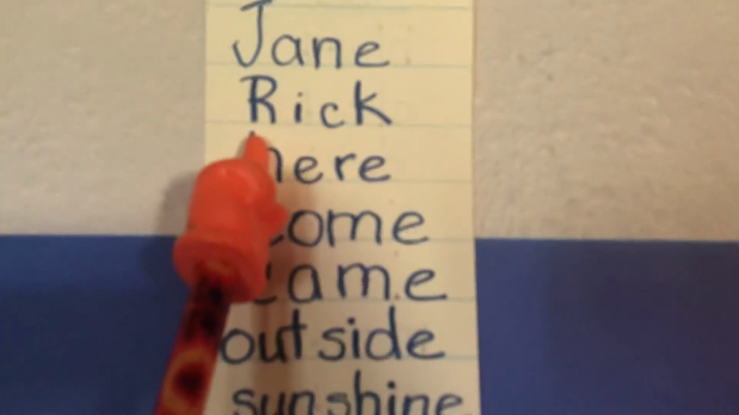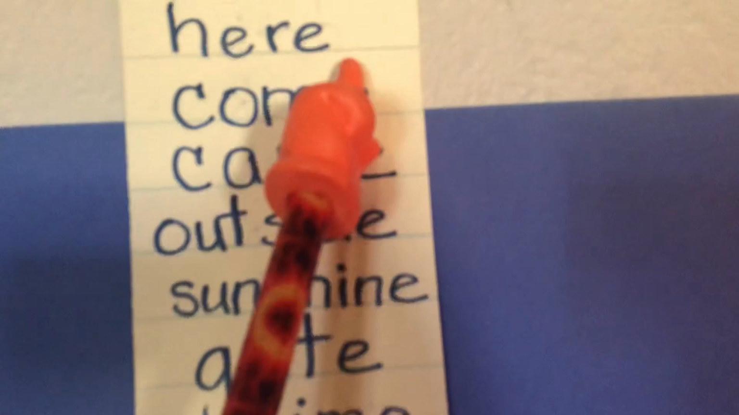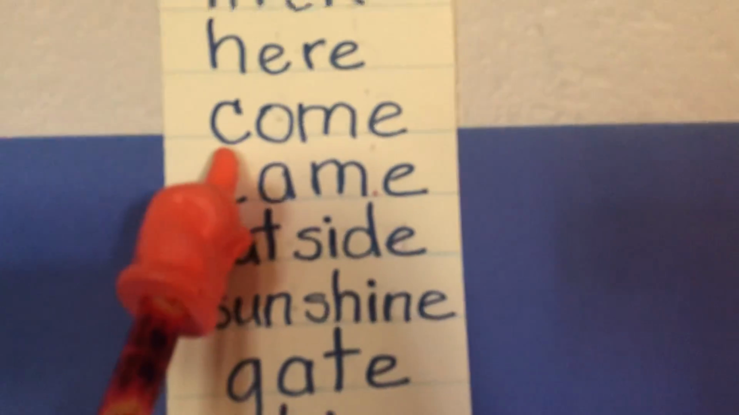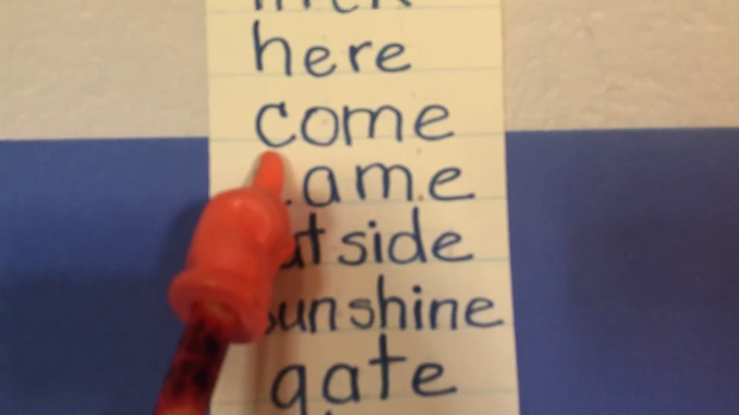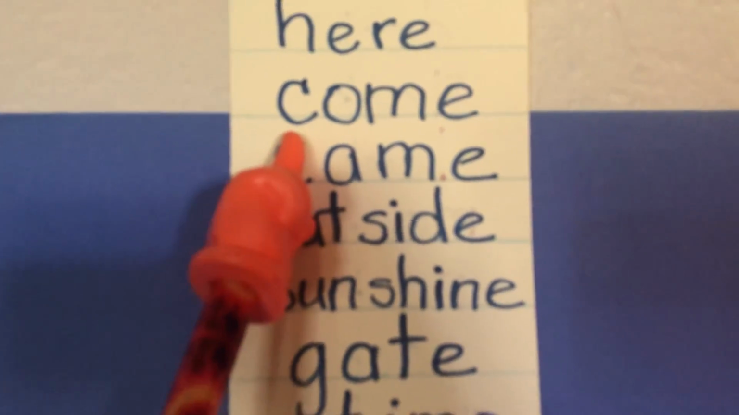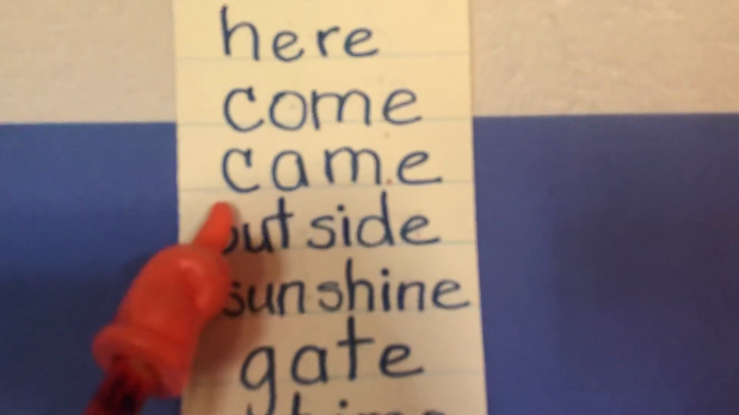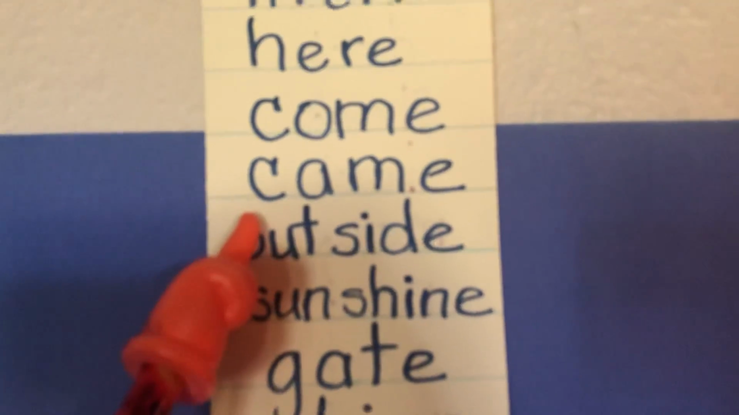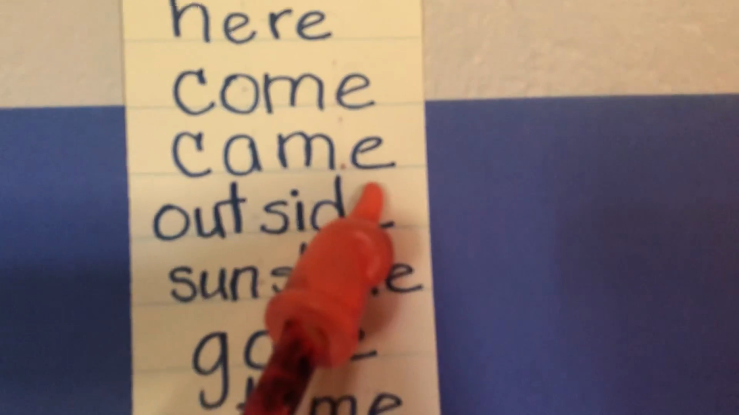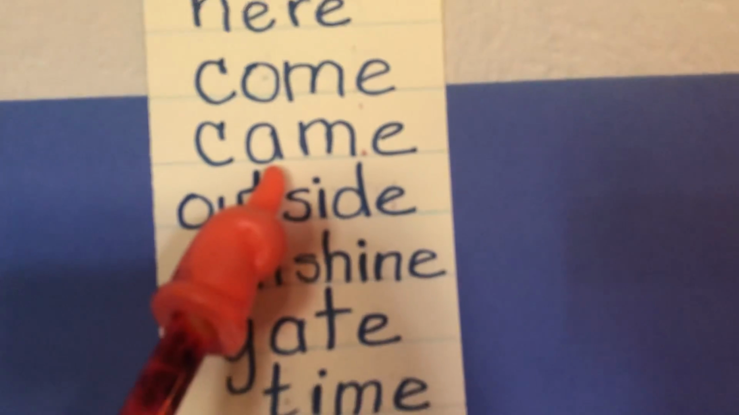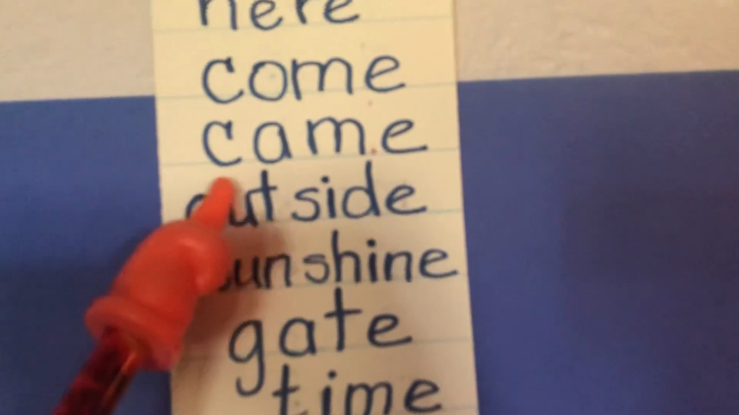The next name in the story is Rick. Rick. The next word has an E at the end, but it is not a bossy E. We just have to remember this one here. This word also has an E at the end, but it is not a bossy E. We have to remember it. Come. And now they're trying to trick us because it's almost the same word, only this time the E is a bossy E and the A says A, and our word is came.